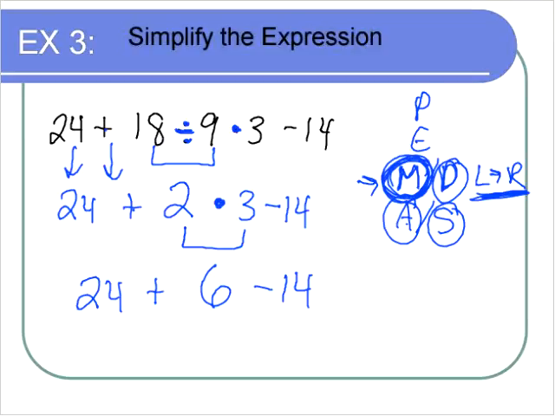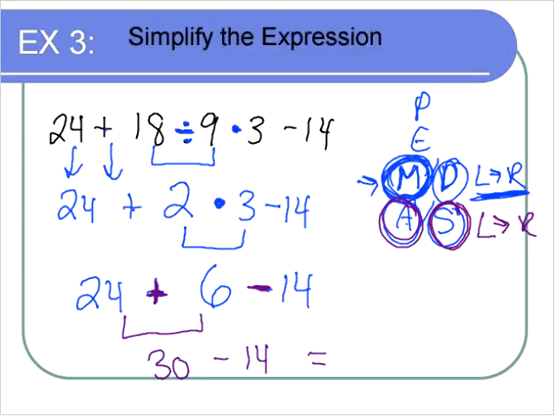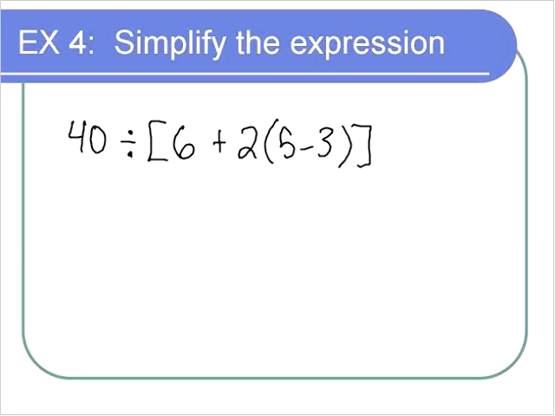Okay, so what am I left with? I am left with an add and a subtract. Both of those are on my bottom level. They're equal. So how do I know which ones to do first? I do the one on the left first. 24 plus 6 is 30, and 30 minus 14 is 16 for a final answer. So simplifying is basically the same as if it had an equal sign. You are just simplifying or making the problem smaller, more simple.